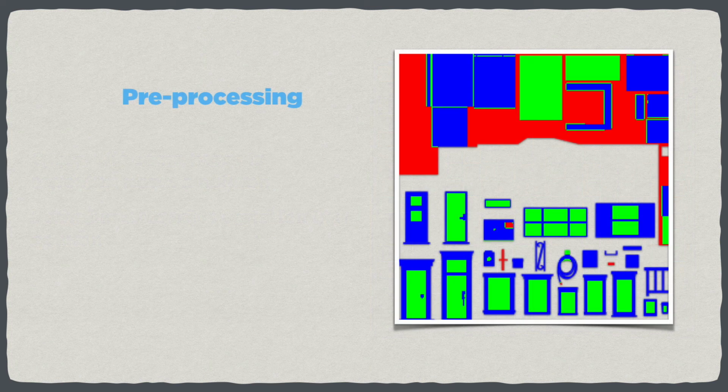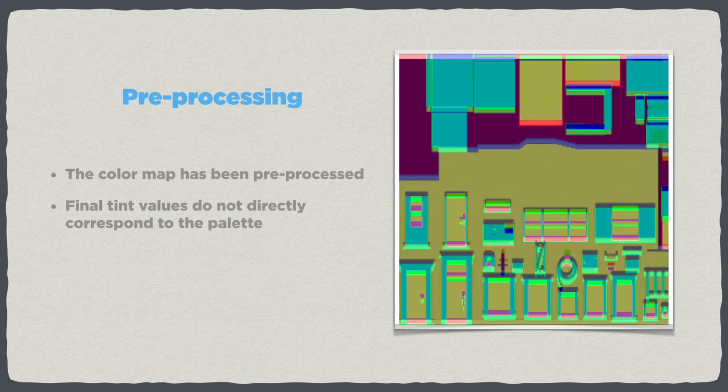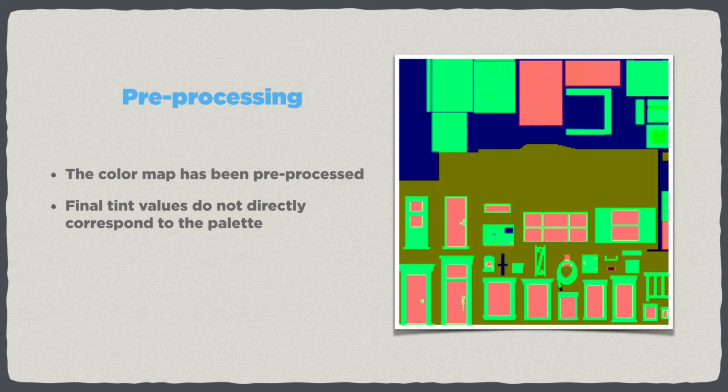Something else to keep in mind is that the color control map is pre-processed, so while you would expect the color control map at the right to look as it does with pure areas of red, green, and blue as placeholders for colors from the color palette like we've learned, the colors actually get shifted to look like this.